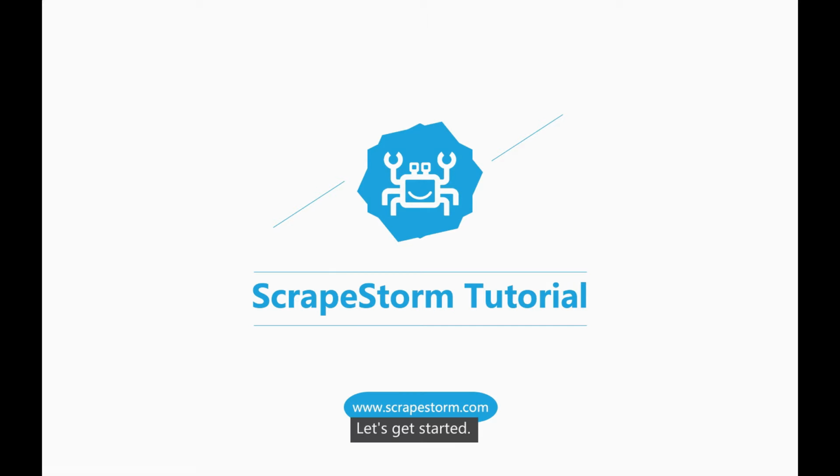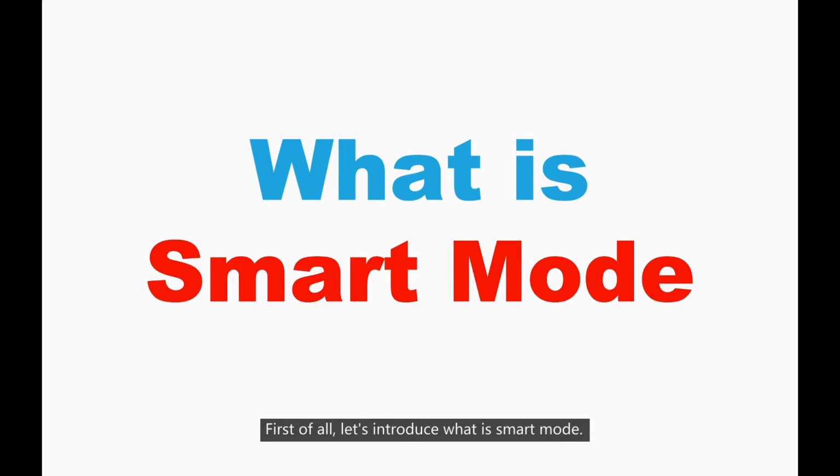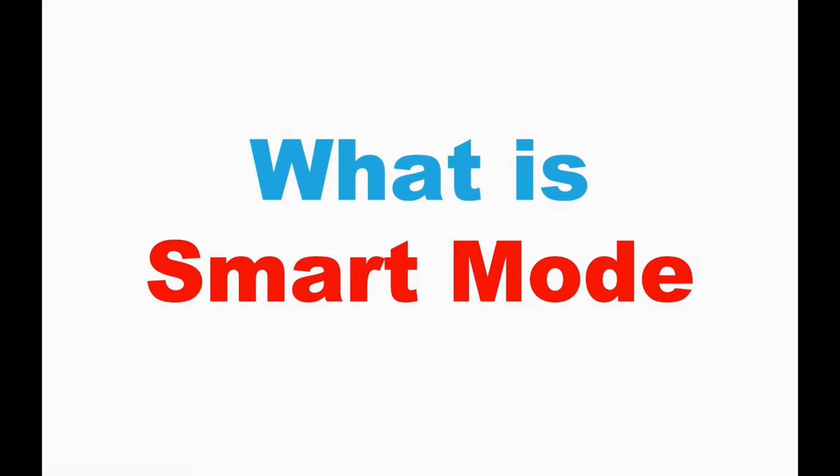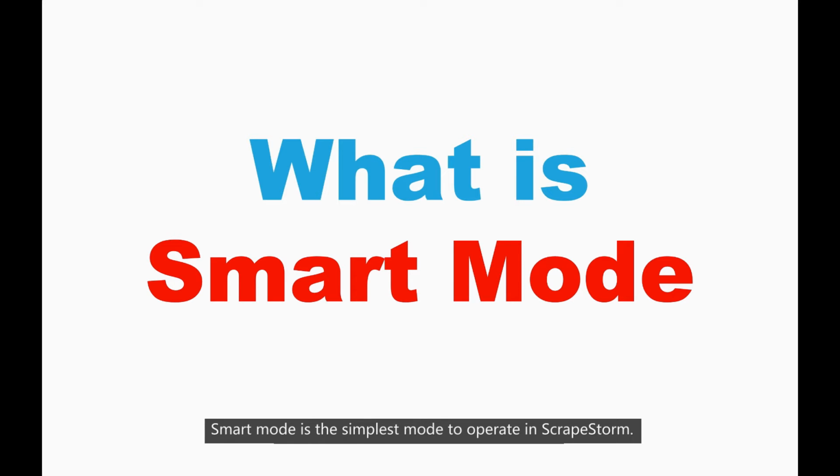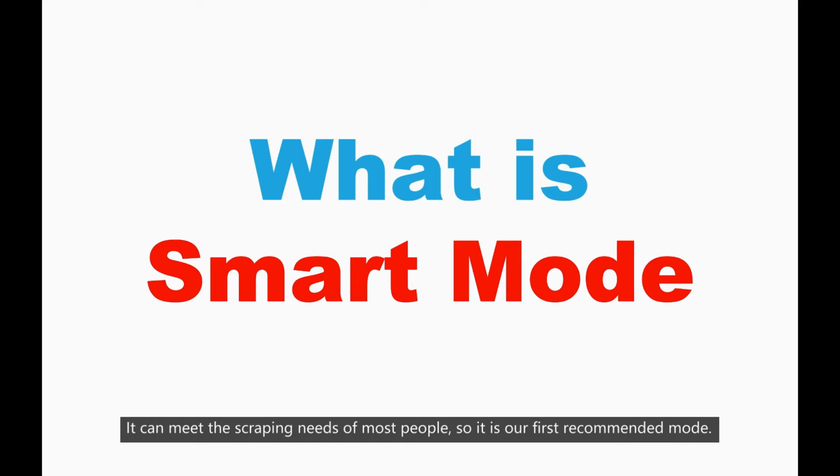Let's get started. First of all, let's introduce what Smart Mode is. Smart Mode is the simplest mode to operate in ScrapeStorm. It can meet the scraping needs of most people, so it is our first recommended mode. Smart Mode is an algorithm-based approach to automatically identify web contents and page buttons.